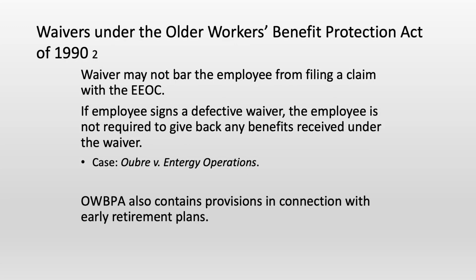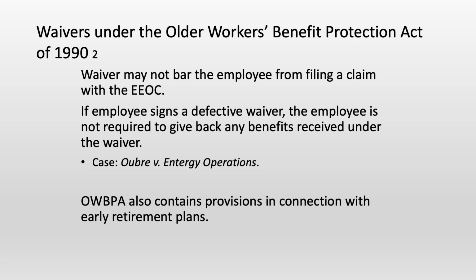An employer cannot obligate somebody to sign a waiver, particularly if it is defective. The employee is not required to give back any benefits that they received under that waiver. So if it is a defective waiver, they still get to keep the benefits that they had. A waiver may not bar the employee from filing a claim with the EEOC either. So if you sign a waiver and you think it's defective, you can file that claim, and you're not obligated to give back any benefits if it is found to be a defective waiver.